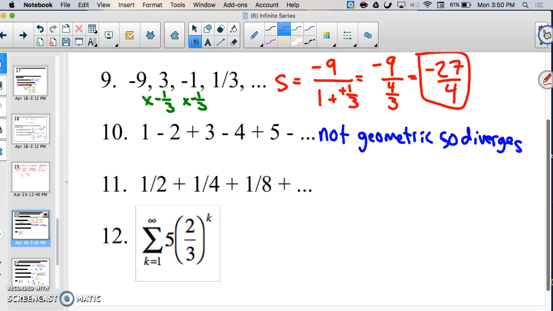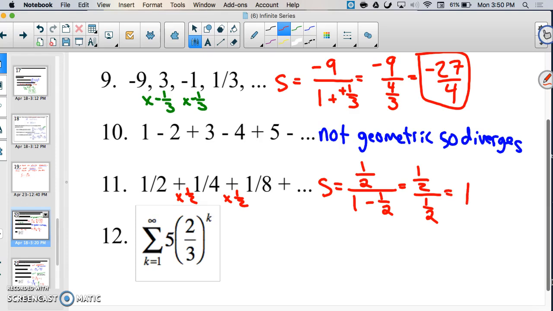For the next one, hopefully you found the pattern of multiplying by 1/2 each time. So our sum is going to equal a1, so 1/2, over 1 minus the ratio, so 1 minus 1/2. So 1/2 divided by -1/2? Nope, positive 1/2. So 1/2 divided by 1/2 is just 1. So our series is converging to 1.